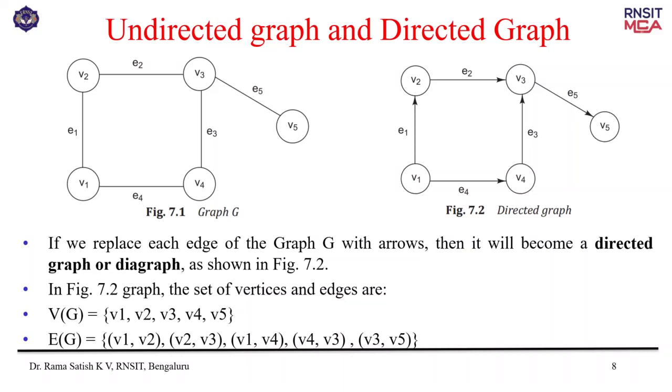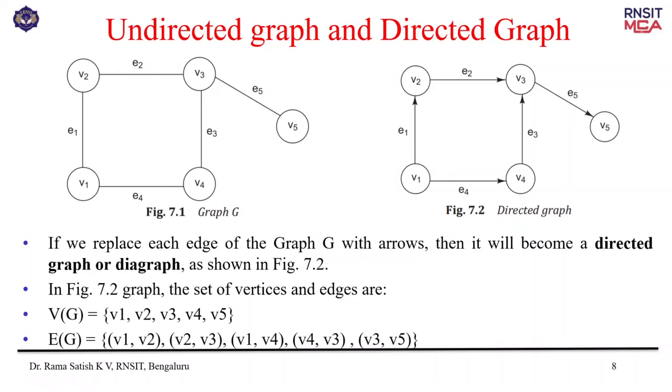For a digraph, you will have two sets, that is V of G, a set of vertices which talks about V1, V2, V3, V4, V5, the vertices that are involved in a directed graph. Look at this diagram. I'm talking in the context of this diagram. Figure 7.1 is an undirected graph. 7.2 is a directed graph.